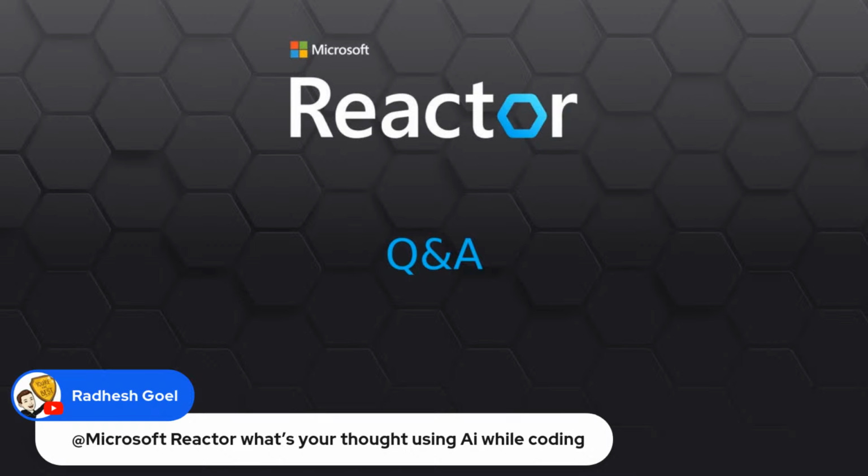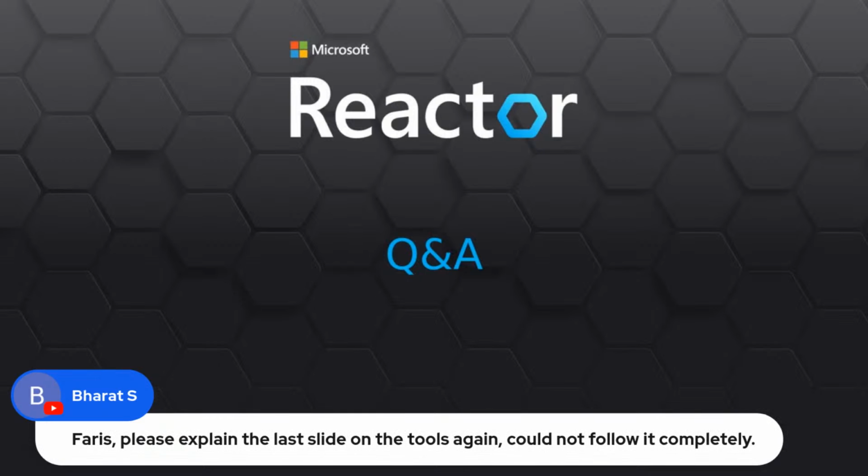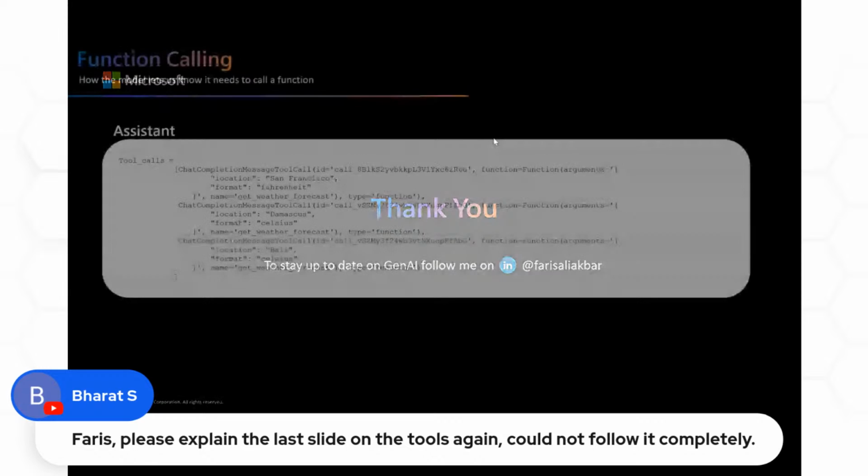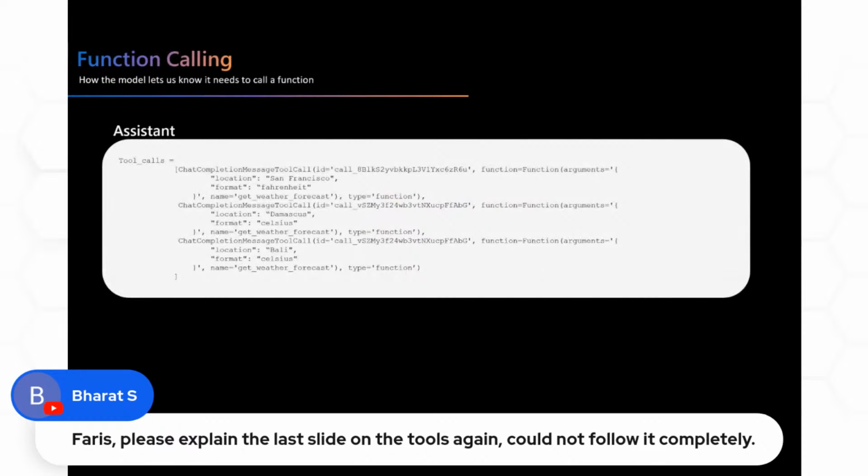Bharat, Ferris, please explain the last slide on the tools again. Could not follow it completely. Okay. Let me just come back here. The last slide. Don't focus a lot on this. This is just the format. What I wanted to show is, it's a JSON. There's a lot to follow. Think of it as the model comes back with tool calls in the response. So if you were in code, you would look for tool calls in the response itself. If it's there, the model's telling you it needs to run a function.